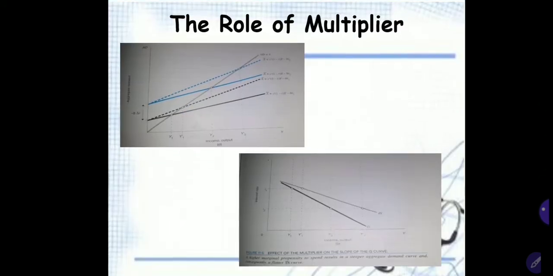Here is the role of the multiplier. You can see here the coefficient c and the coefficient c-bar. For the coefficient c, this is the solid black line, and the c-bar is the dashed one. And the c-bar, or the dashed one, is higher than the solid one. This is also the same with the blue line.